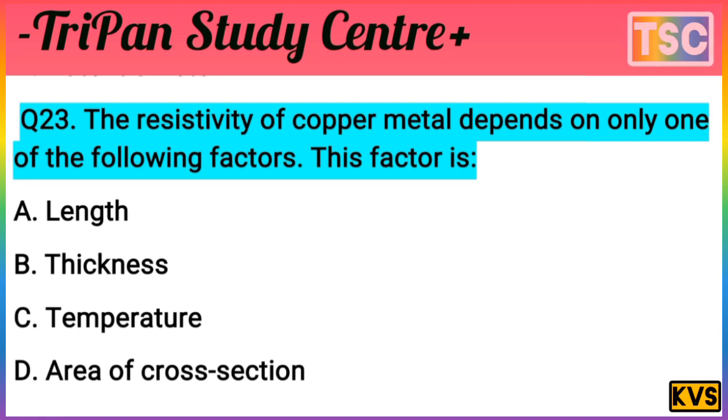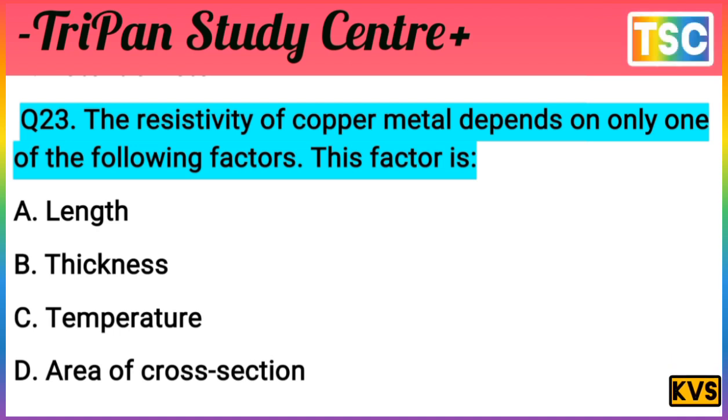Next question on your screen: the resistivity of copper metal depends on only one of the following factors. That's an important question for the exam. The factors are: A, length; B, thickness; C, temperature; D, area of cross section. The question is clear and also important here.